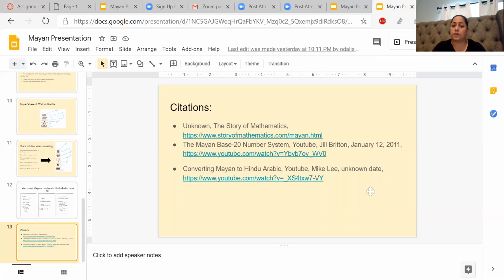If you need more information on how to convert into higher numbers or more numbers past the first 3 that I showed you from the bottom up, refer to these links right here. You'll find more information on it.